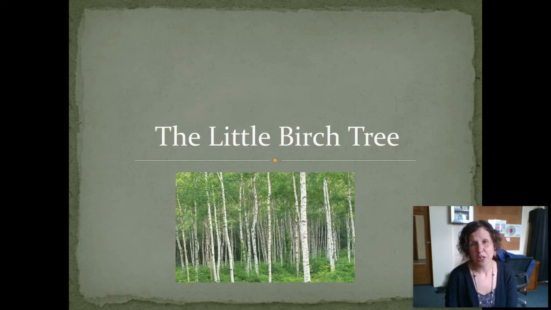Tchaikovsky is a Russian composer, and he took this song, The Little Birch Tree, and he took the theme of it and put it, I believe, in his fourth symphony, the fourth movement. And he plays it slowly, he plays it fast, but mostly fast. It's kind of an upbeat song, although the way that we'll sing it is a little more folksy and gentle.